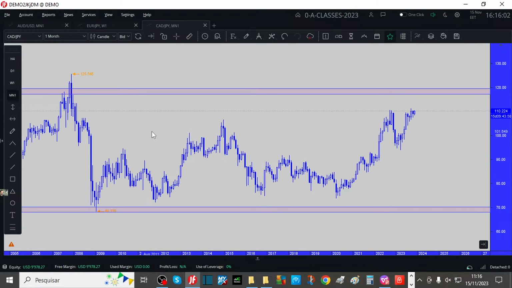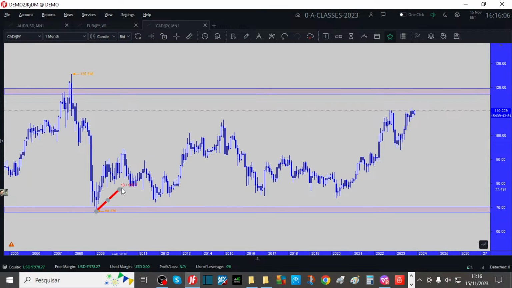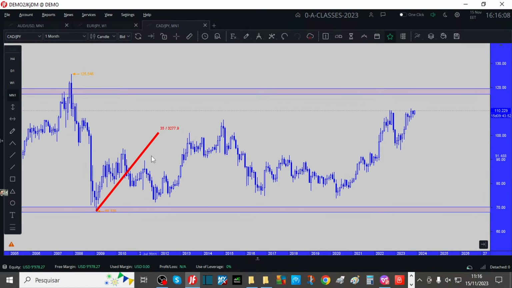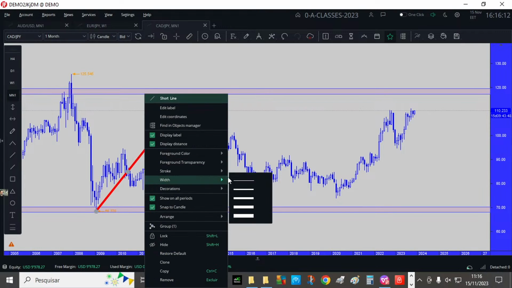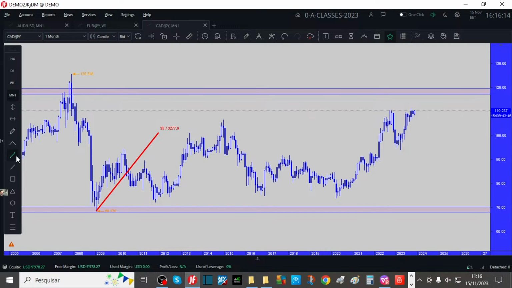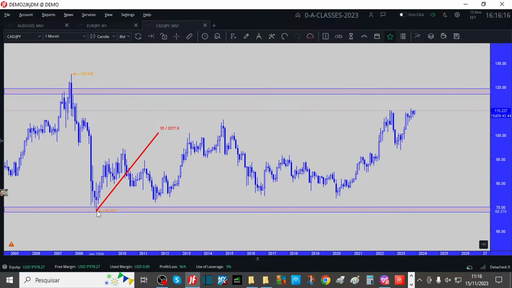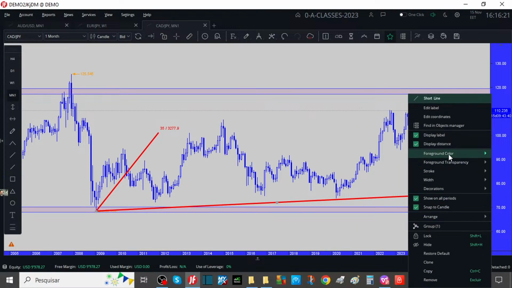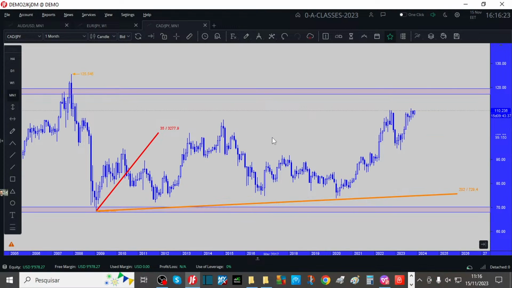And let me trick you. Is the red trend line the correct trend line? Let me try to trick you. Or is the orange trend line the correct trend line? Which one is the correct one?